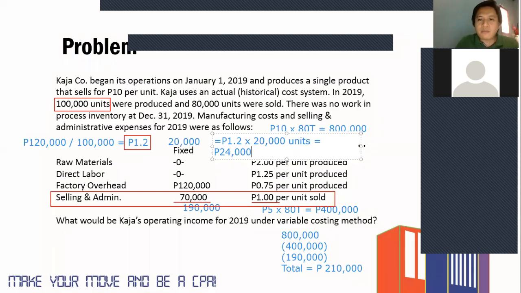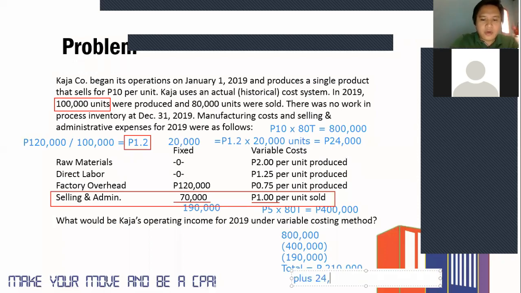Again, going back to our general assumption, the profit under absorption costing is higher than the profit under variable costing. Therefore, the profit under absorption costing would be 210,000 plus 24,000, a total of 234,000. That's how you compute the profit under absorption costing.